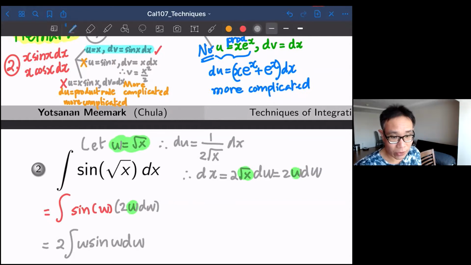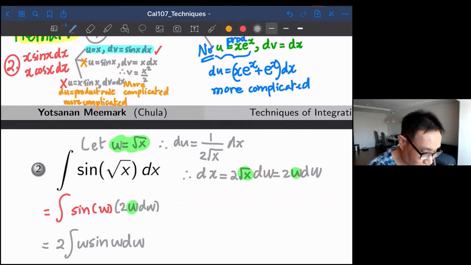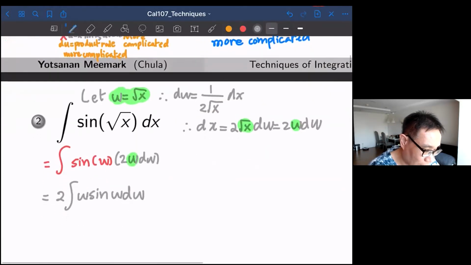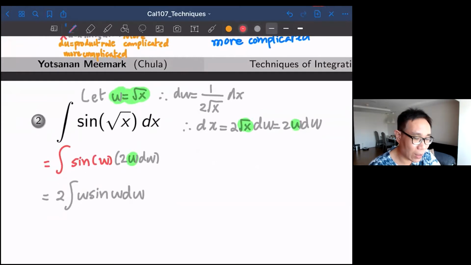Okay, so it's going to be easier to read when we use by parts. You have w equal to root x, dw equal to 1 over 2 root x, and we're going to have everything in terms of w right now. And we're going to use by parts for this term. The question may arise: how would we know it's going to be by parts?